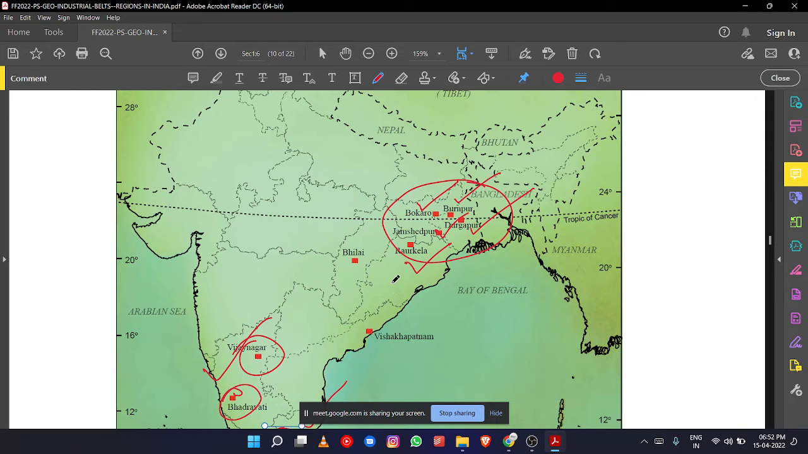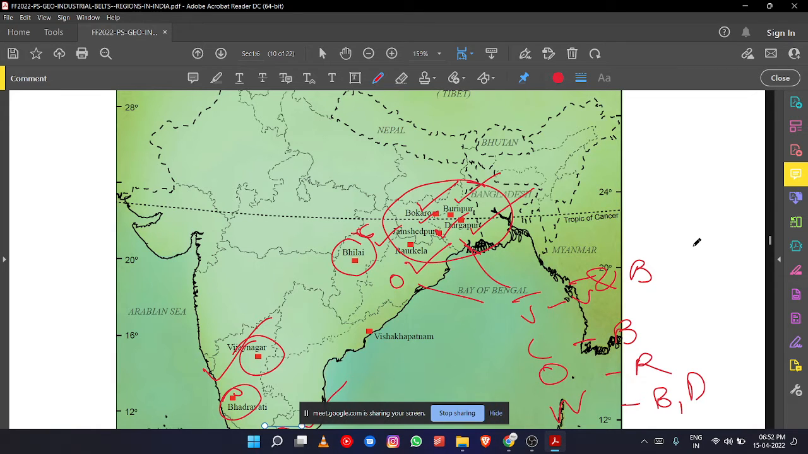Let's try to know. This is Odisha. This is West Bengal. This is Jharkhand. This is Chhattisgarh. So in Chhattisgarh, Bhilai is there. In Jharkhand, Bokaro and Jamshedpur is there. Chhattisgarh, Bhilai. So Odisha, Rourkela is there. And in West Bengal, Burnpur and Durgapur.